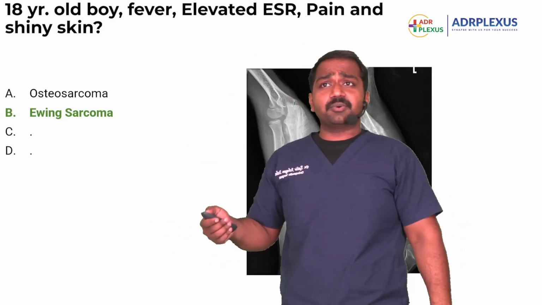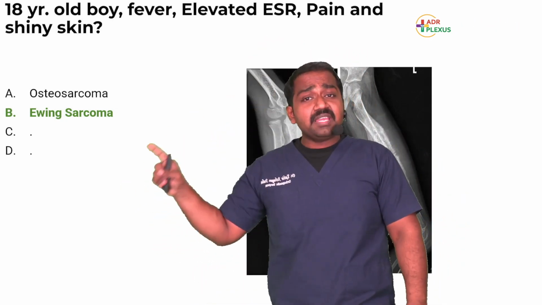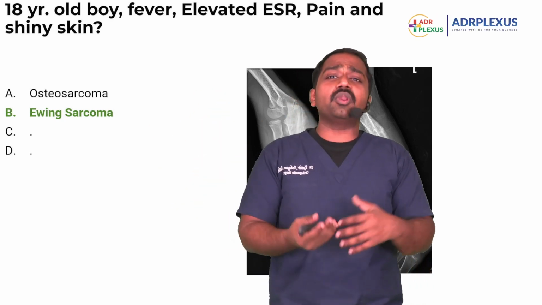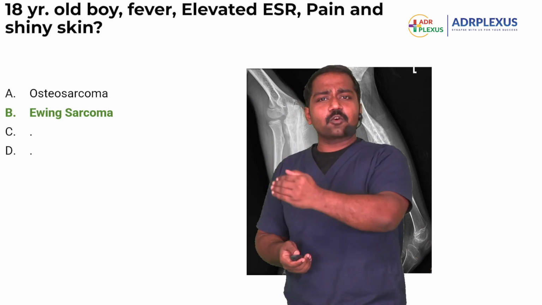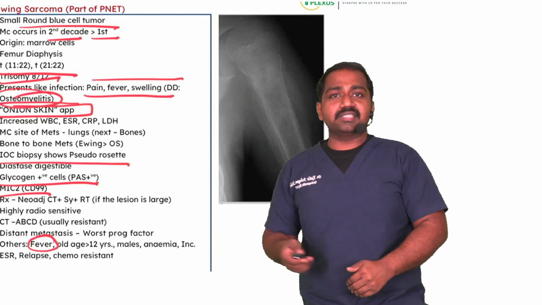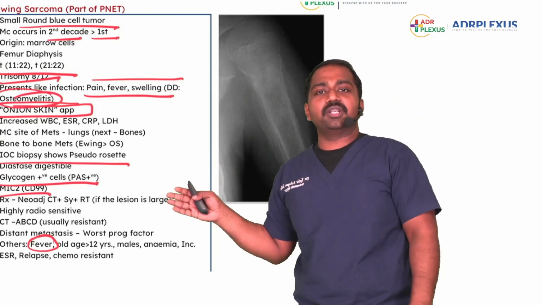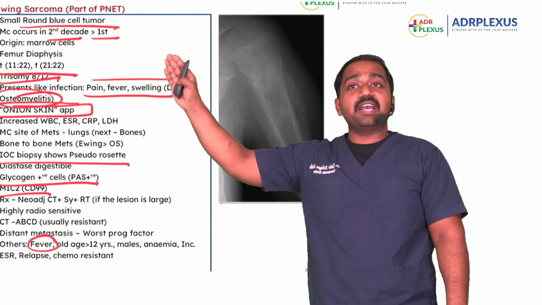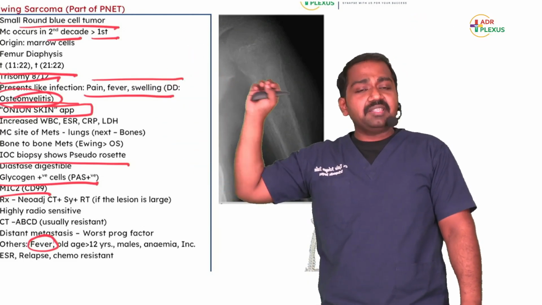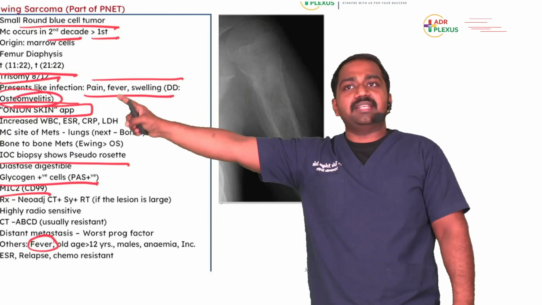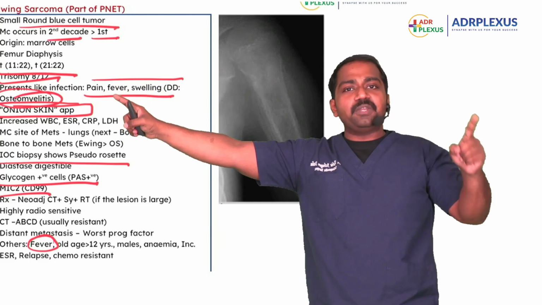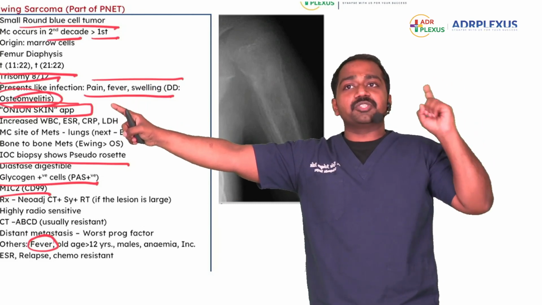And also if you see the question, 18-year-old boy, fever and elevated inflammatory markers. So this is presenting more like an osteomyelitis. Whether osteosarcoma or Ewing sarcoma, which would present more like an osteomyelitis? In my workbook, again on page number 143, if you go to Ewing sarcoma, we have described that it very commonly has the habit of presenting like osteomyelitis. That was marked during the class. It presents like an infection with pain, fever, swelling, and the differential diagnosis is osteomyelitis.